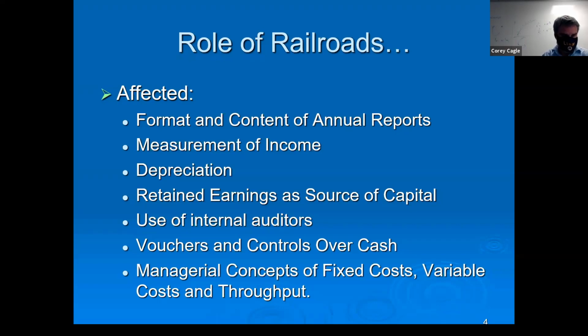Retained earnings as a source of capital was new, using internal auditors, auditing techniques, what I'm looking for, procedures. There it is. All developed managerial concept of fixed cost, variable cost, and throughput all came about. Before, profits were usually just paid out to the owners. Now we have profits being retained and used as a source of capital.